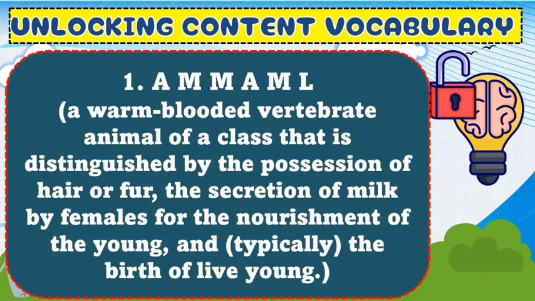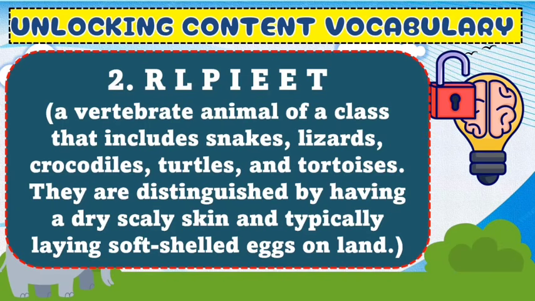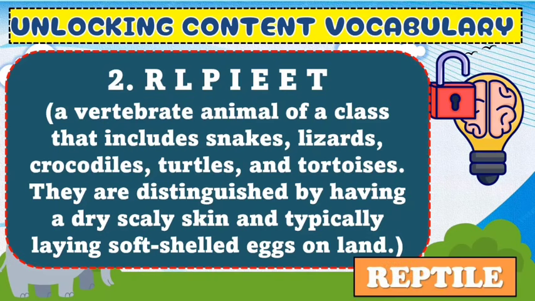Number 1. A warm-blooded vertebrate animal of a class that is distinguished by a possession of hair or fur, the secretion of milk by females for the nourishment of the young, and typically the birth of live young. So what's your answer? Yes, very good. That is mammal. Number 2. A vertebrate animal of a class that includes snakes, lizards, crocodiles, turtles, and tortoises. They are distinguished by having a dry, scaly skin and typically laying soft-shelled eggs on land. What is it? Yes, that is reptile.